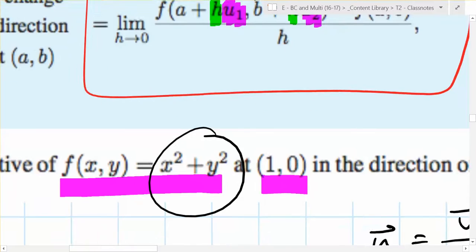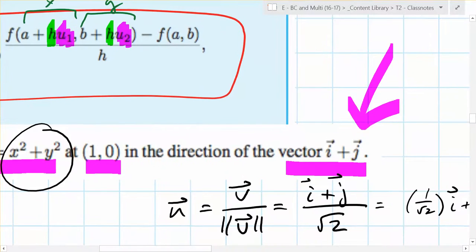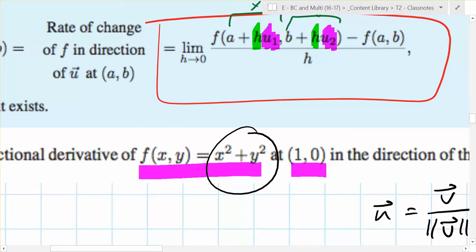Okay. In the direction of the vector i plus j. So what was that word that I pointed out as being super important? Unit. So what's the first thing you're going to do if you're being asked for a directional derivative?